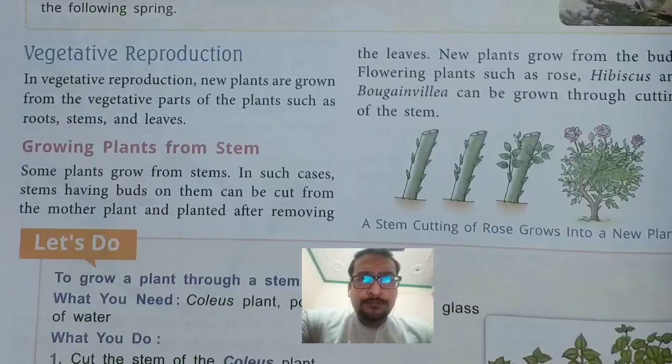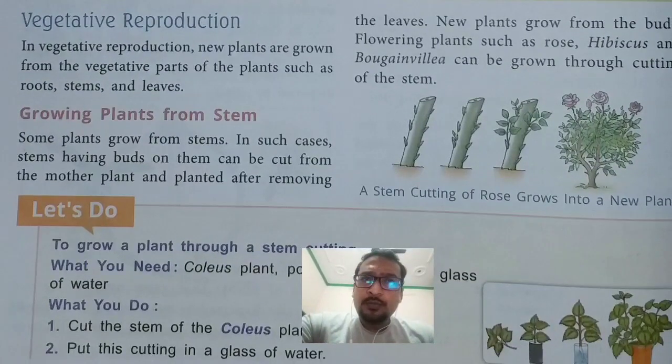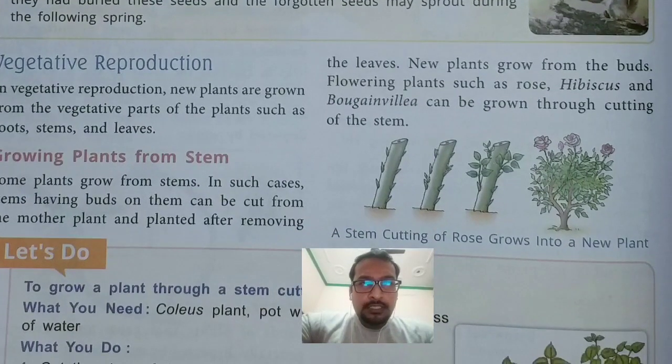Vegetative reproduction. In vegetative reproduction, new plants are grown from the vegetative parts of the plant, such as roots, stems, and leaves. Growing plants from stem, let's understand. In such cases, stems having buds on them can be cut from the mother plant and planted after removing the leaves. Do you understand why their leaves are removed?